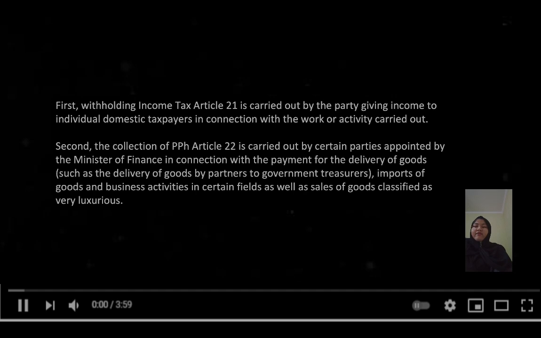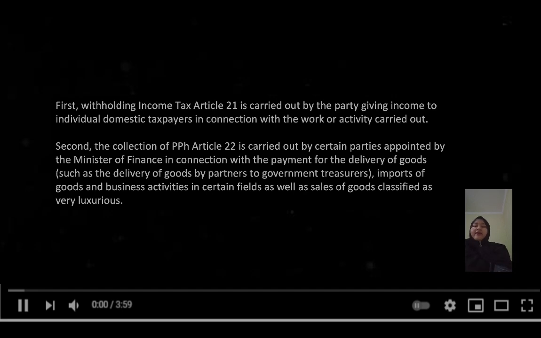Taxpayers in the form of bodies are appointed by the taxation law as withholders of income tax Article 21 on income paid to employees and non-employees. Then, individual taxpayers can also be appointed as withholders of income tax Article 21 as long as there is a clear designation from the tax office where the individual taxpayer is registered.